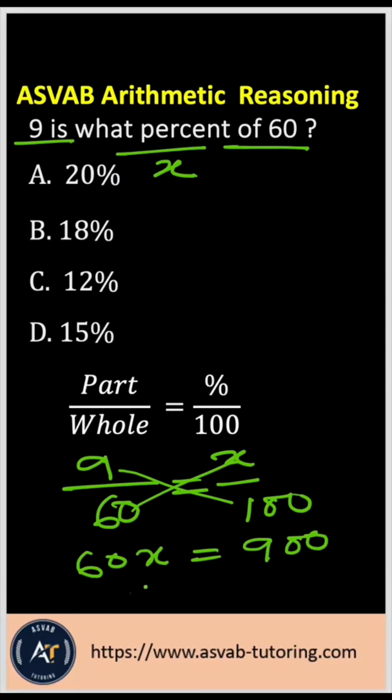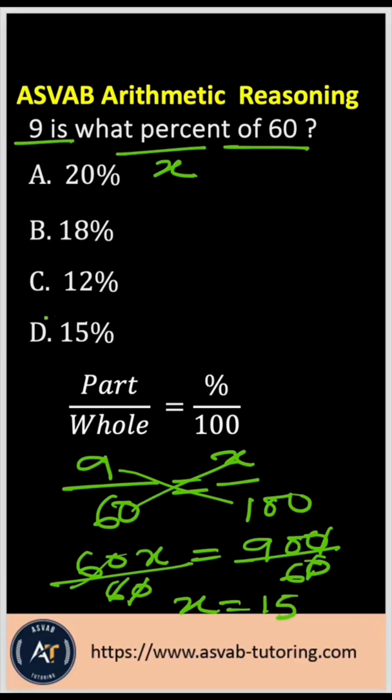900. If you divide both sides by 60, the 60 cancels out, and this 0 cancels out. Now x equals 90 divided by 6, which is 15. So the correct answer is option D. Make sure that you practice multiple times in order to fully understand the problem.